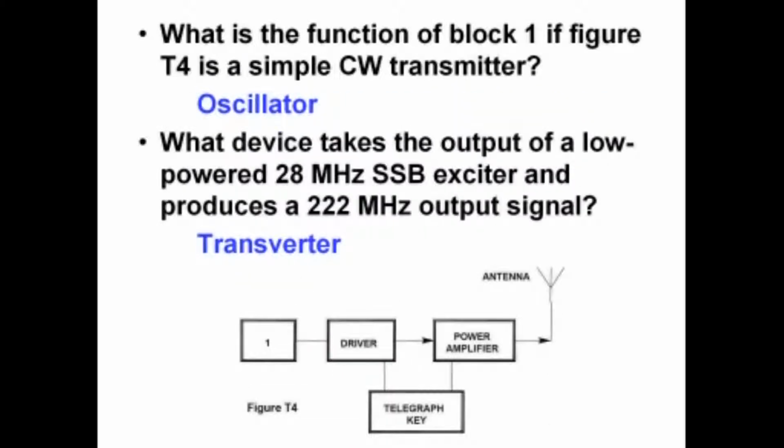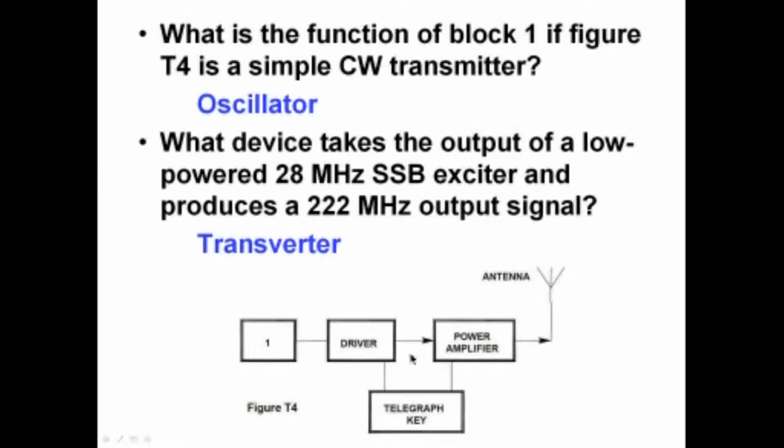What is the function of block 1 if figure T4 is a simple CW, that's a Morse code transmitter? Here's block 1, quite simple. We have a driver of some kind, we have a power amplifier, and we have a telegraph key. This, of course, will switch the signal on and off. And this driver is an amplifier that feeds the power amplifier.